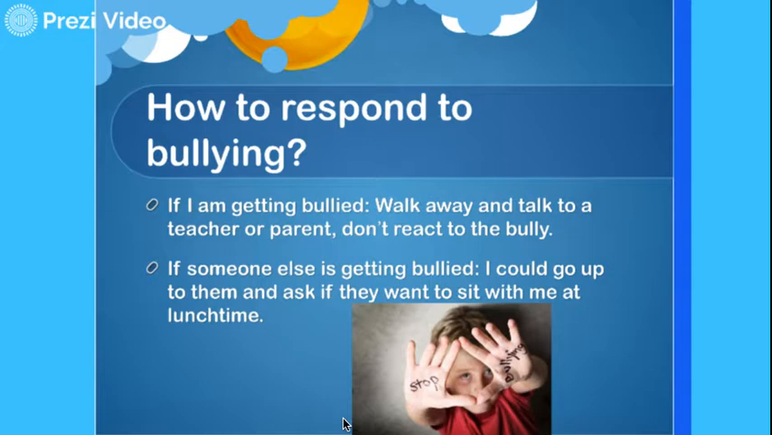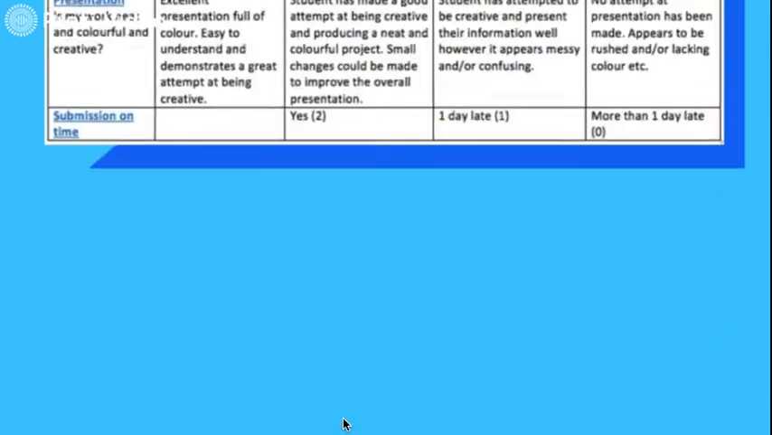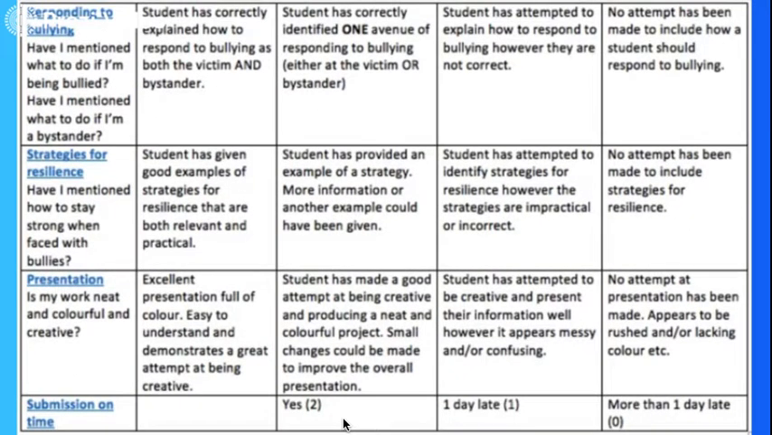How to respond to bullying. I've given them a 3 out of 3 marks here. They've got good examples and they're relevant and practical for both. So the success criteria was I can identify a strategy to take if I'm being bullied or if someone else is being bullied, and they've given me really great examples here. And you can see here, there, 3 out of 3.